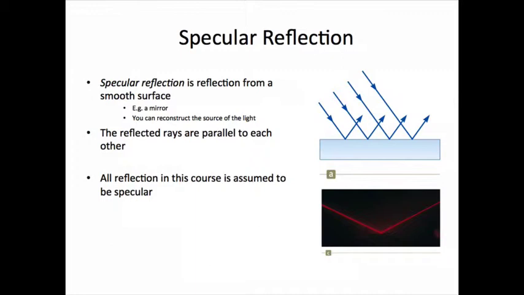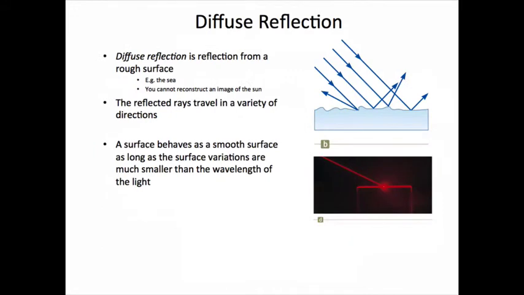If the incident rays are parallel, then they all obey the law of reflection, that the angle of reflection equals the angle of incidence. So they all bounce off at the same angle, and so the reflected rays are also parallel. In exam questions, all reflection is assumed to be specular. But in real life, we often have not mirror surfaces.